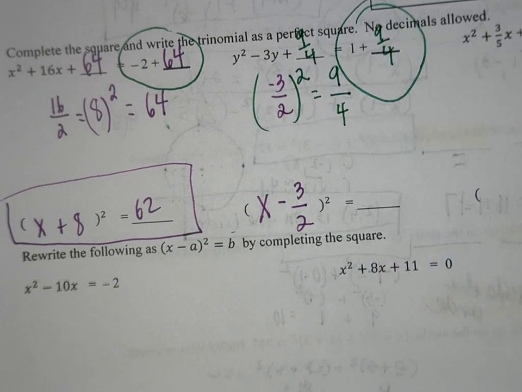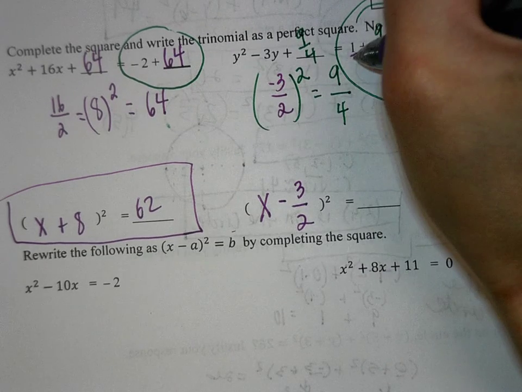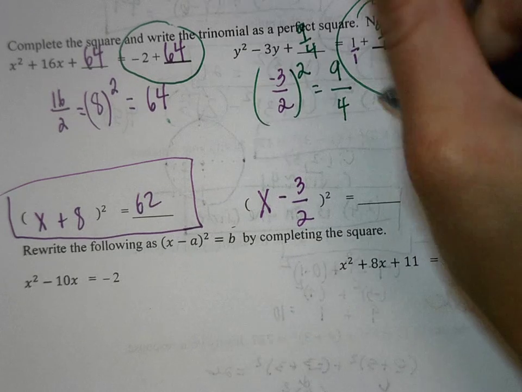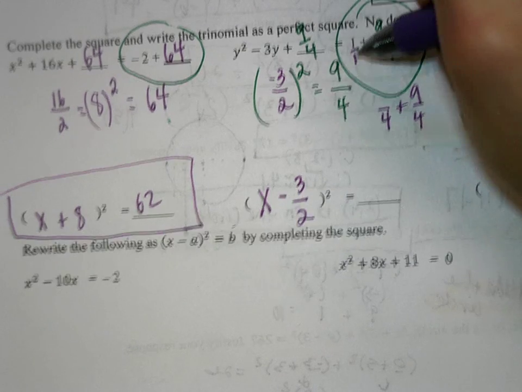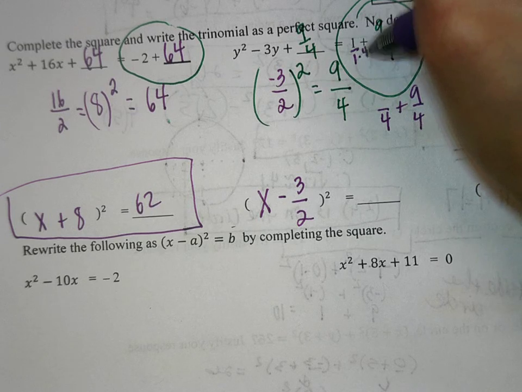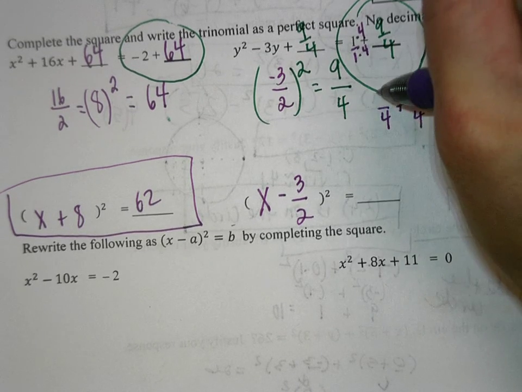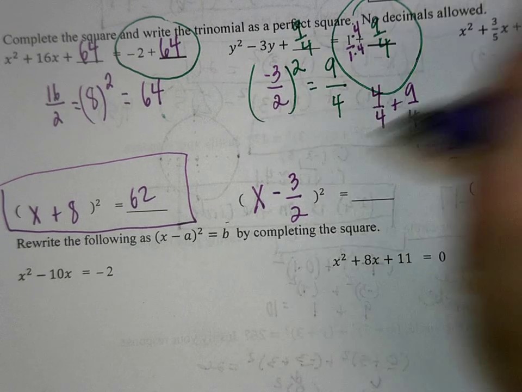How do you add with fractions? Exactly. So right now this has a denominator of 1. We want it to have a denominator of 4. Okay? And so if we have to multiply the denominator times 4, we have to multiply the numerator times 4, and 1 times 4 makes 4. So you add those together, and what do you get? 13 over 4.